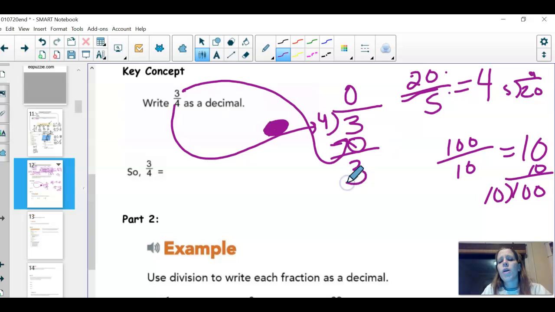Now I subtract. But now I just have 0, and I don't want just 0, so I'm going to add a decimal and a 0, because 3.0 is the same as 3. Okay? 4 times what number will get me to 30 without going over?